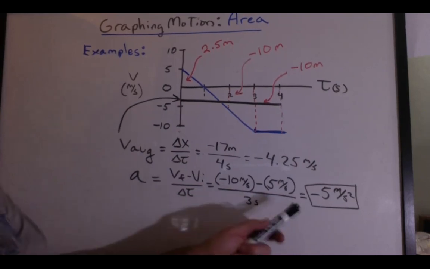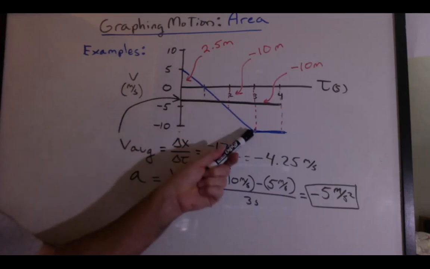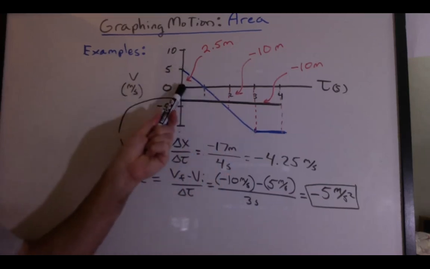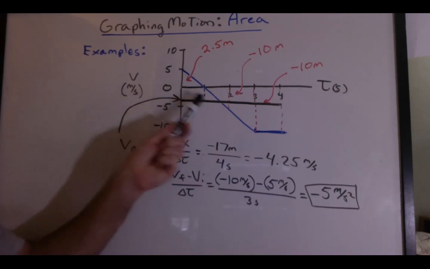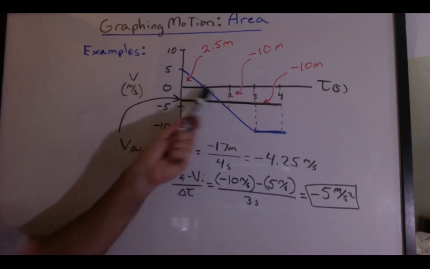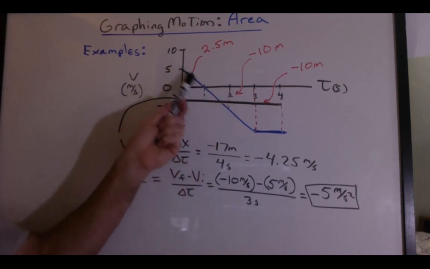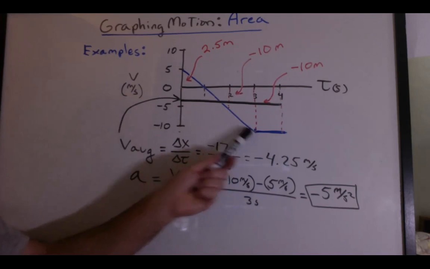Now that's the same value everywhere along this line. You can see that in 1 second, we lost 5 meters per second. And if we did the math for this little interval, in another 1 second, we lost 5. So the acceleration is negative 5 meters per second squared the whole way.